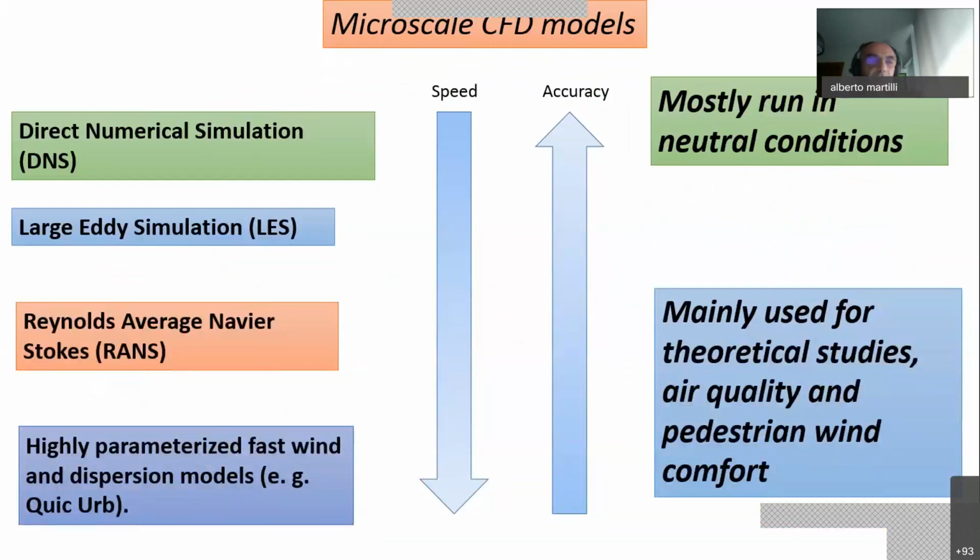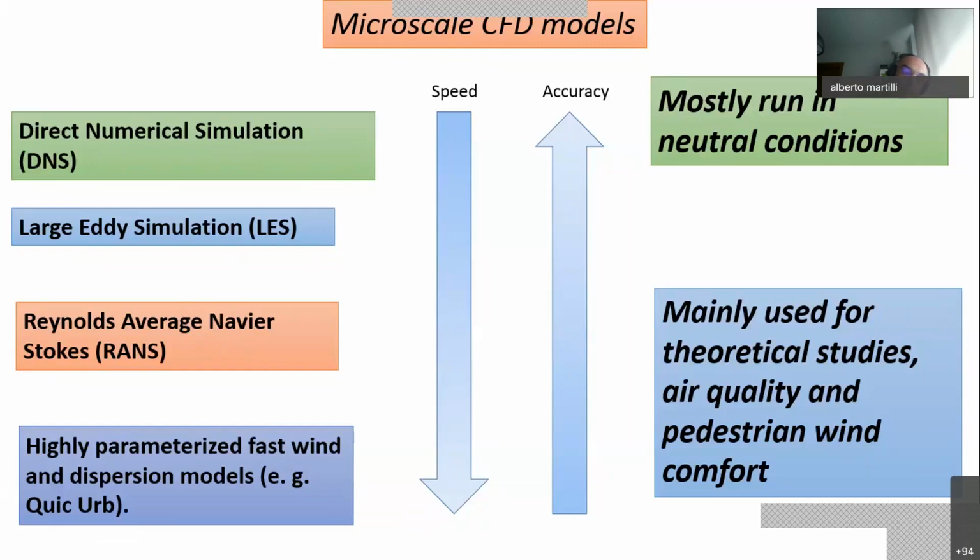So as you certainly know, there are different types of CFD models, from DNS, where you solve the full Navier-Stokes equations without any approximation. These models are very accurate, but they are also very computationally demanding, so they are mostly used for theoretical studies. Then you have LES, where you parameterize the subgrid motions, but they still need to be run at very high resolution. You have RANS models, where you parameterize the turbulence effect.